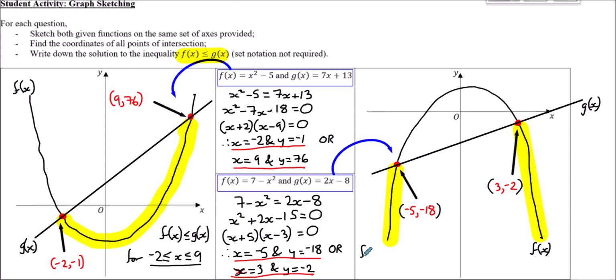So f of x is less than or equal to g of x for when x is less than or equal to -5, or when x is equal to or greater than 3. And then we're finally done.